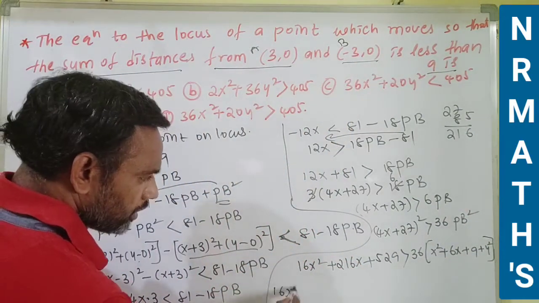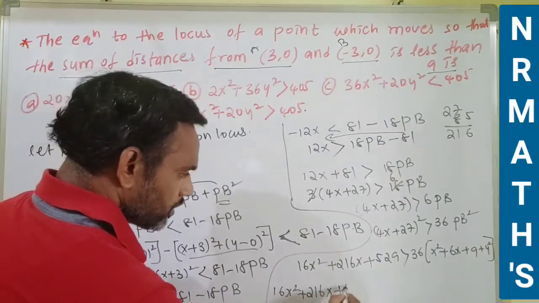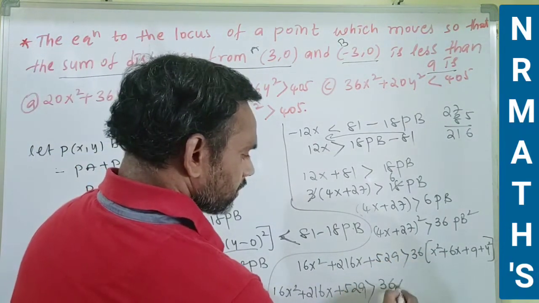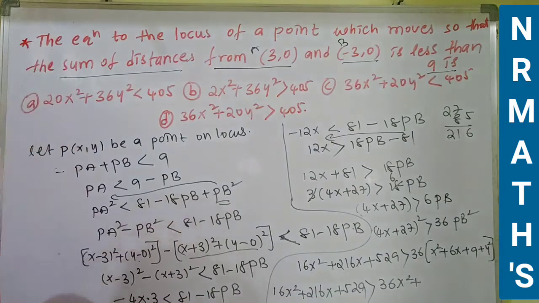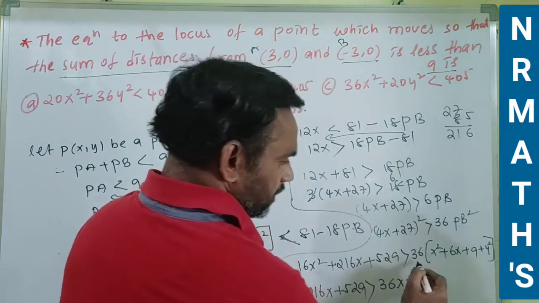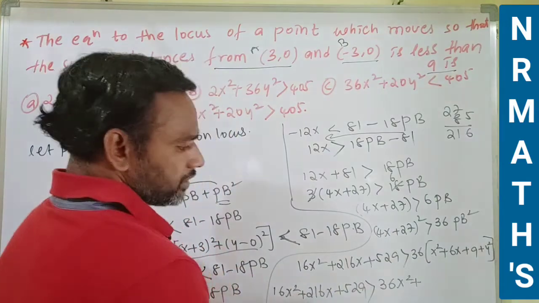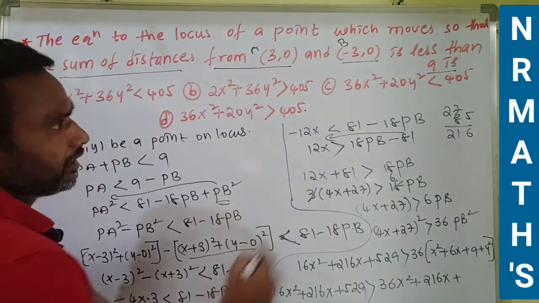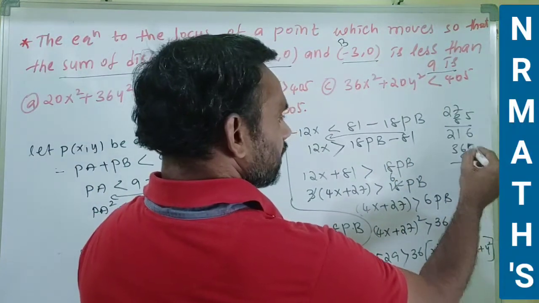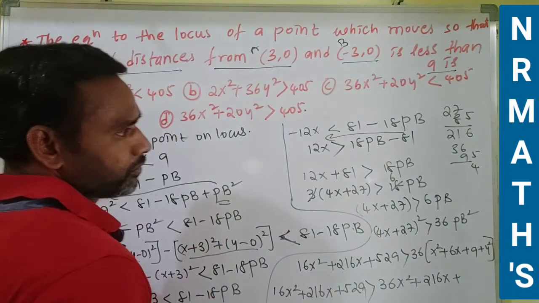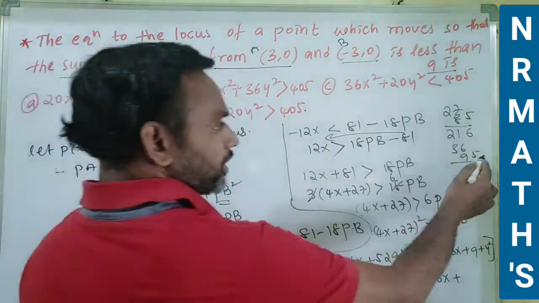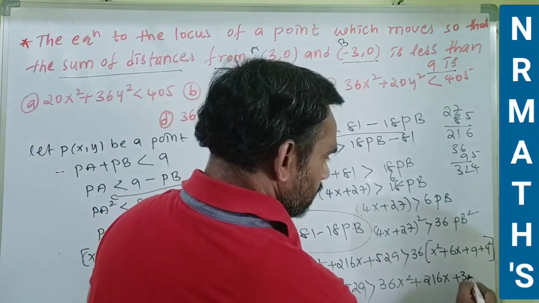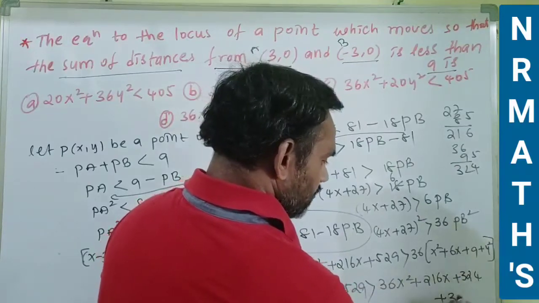Now 16x square plus 216x plus 729 is greater than, multiplying with 36, 36 into x square, 36 into 6x which is 216x, plus 36 into 9 which is 324, plus 36y square.